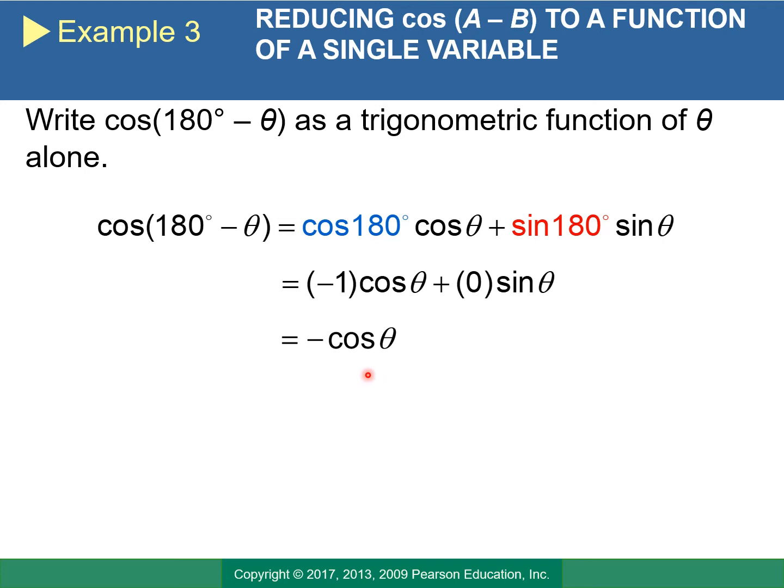So cosine 180 degrees minus theta is rewritten with just cosine of theta. So it's actually negative cosine theta. And that's exactly what the question was asking. Rewrite this as a function of theta alone. Notice there's no other angle values here.